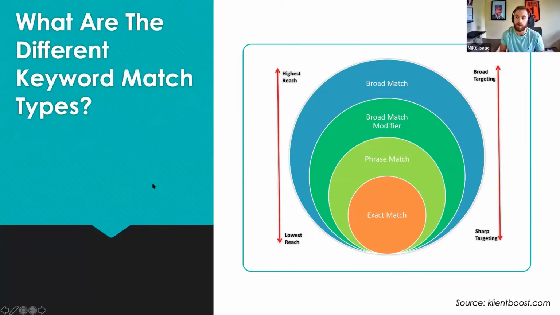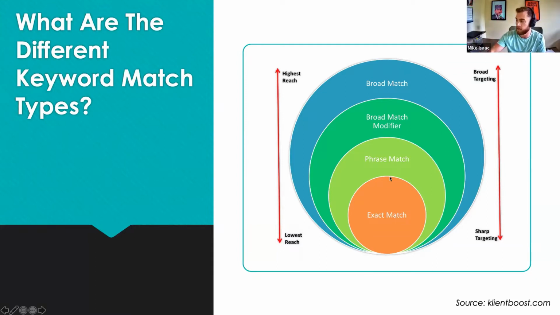So first to start, what are the different keyword match types? This chart here breaks down the 4 different match types. So you have broad match, modifier, phrase match, and exact match. If you're taking a look at this chart, as you go further down this list, you get more specific with your keywords as we're looking at the match type. So you get more specific with an exact match, and then you get broader with your targeting as you go up to the broad match keywords.